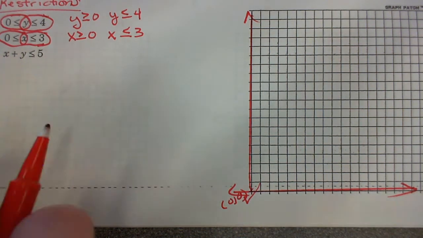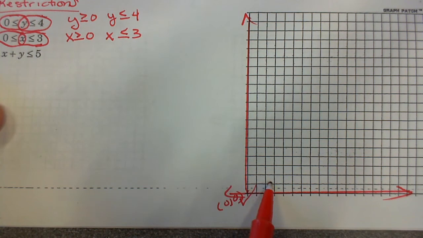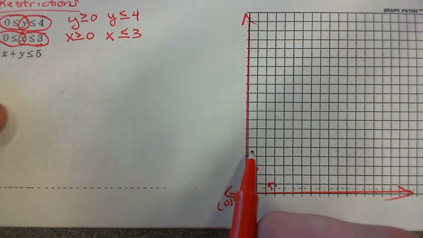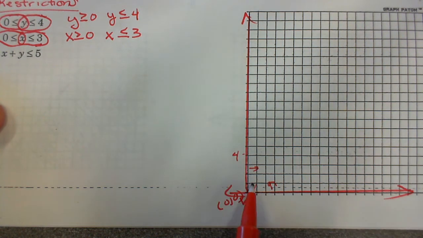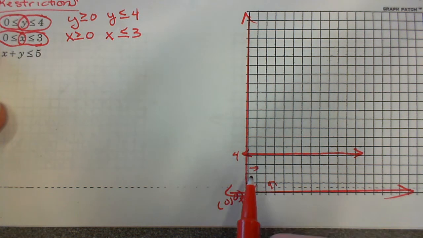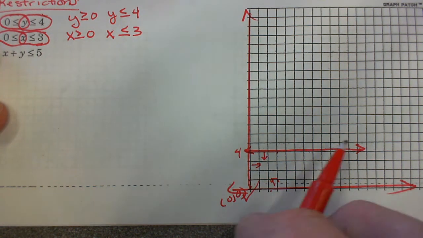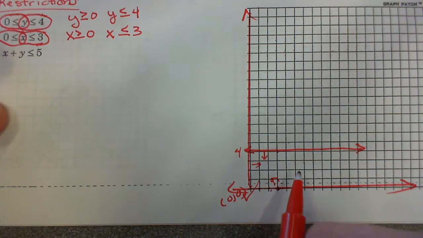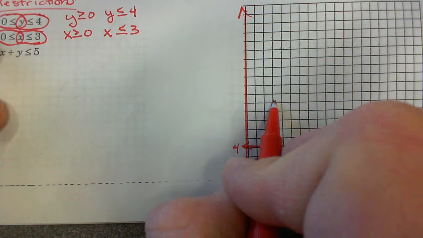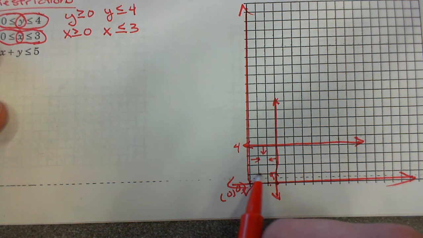I know I've already done y is 0, x is 0, and we know we're going up here and over there. So now y is 4. 1, 2, 3, 4. So that's right here. I've got a horizontal line here at 4, and I need to be smaller than 4, so I know I'm between here and here. Now x is 3. 1, 2, 3. That's right here. That's a vertical line at x is 3. I know I'm greater than 0, but I'm less than 3, so that puts me inside this little box here.